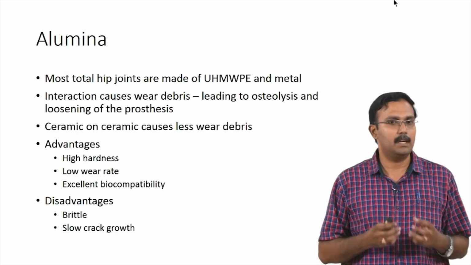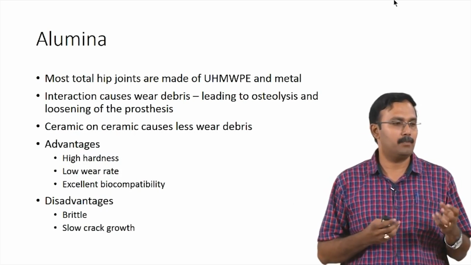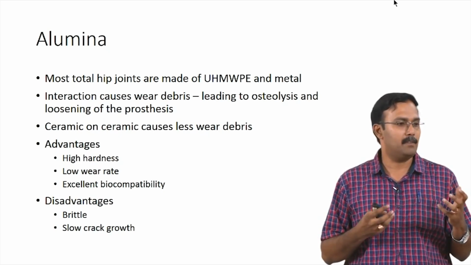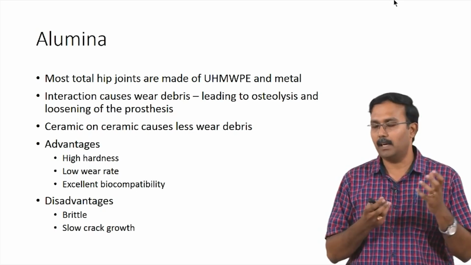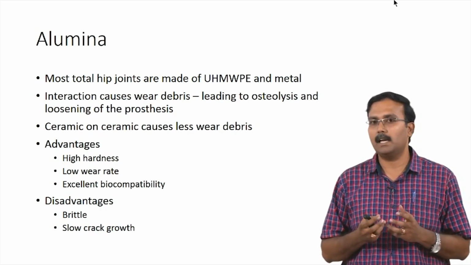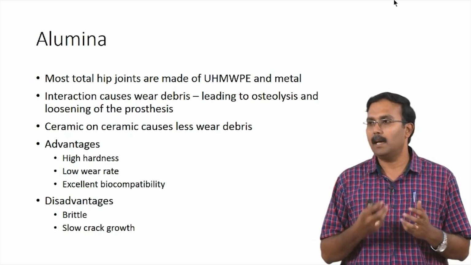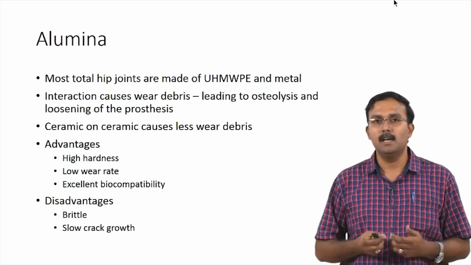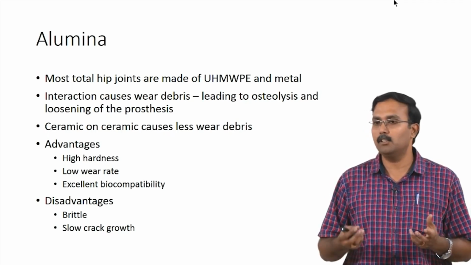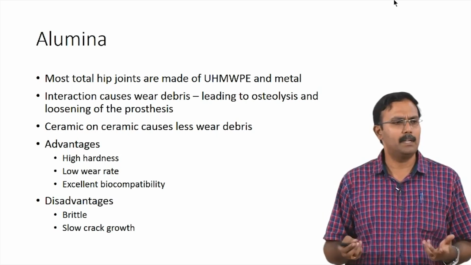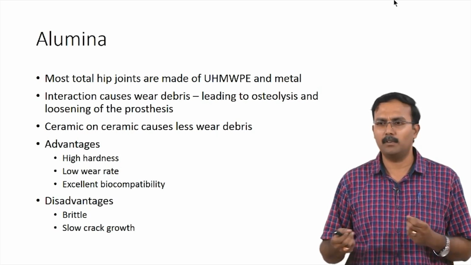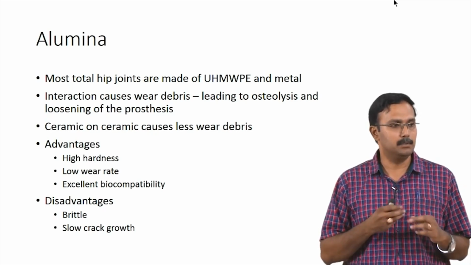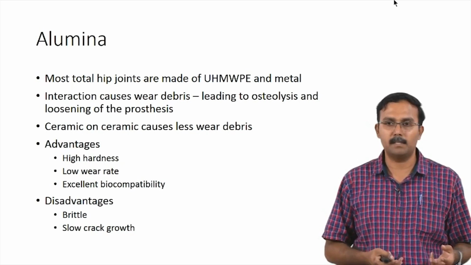So, most hip replacement joints are made of ultra high molecular weight polyethylene and metal, and what happens is when you have this polymer to metal contact, there can be wear debris. So, this wear debris can lead to osteolysis, which is the lysis of bone cells, and this can lead to loosening of prosthesis. So, people who were in biomaterials class, I would have talked about this. So, this is called aseptic loosening, and this will lead to the failure of the replacement itself, of the implant itself.